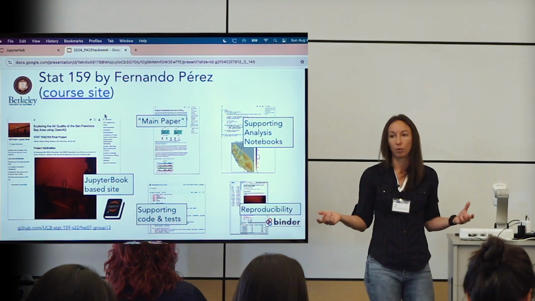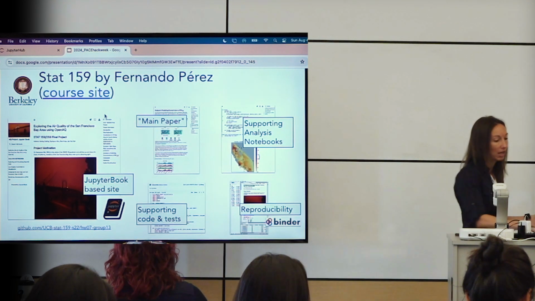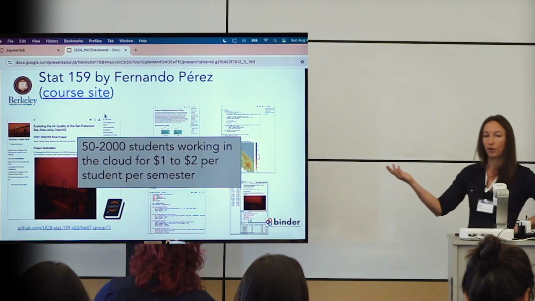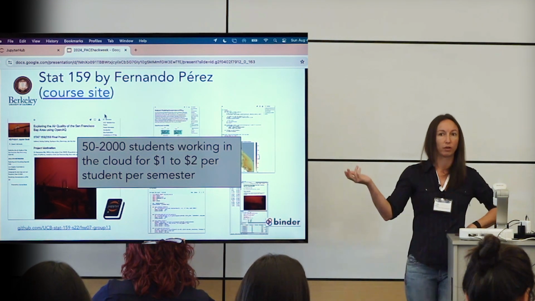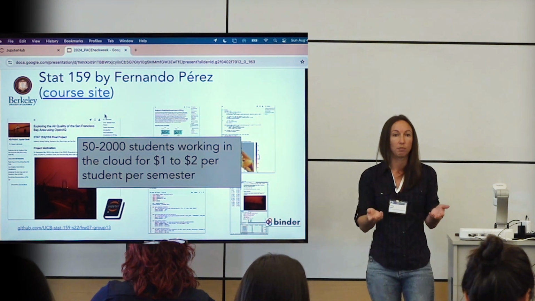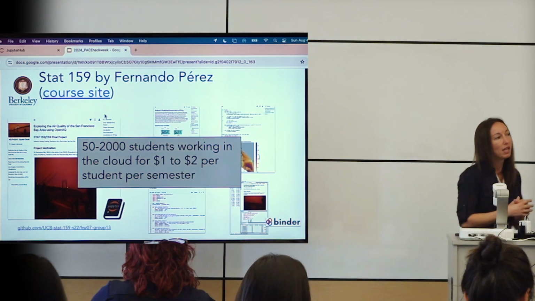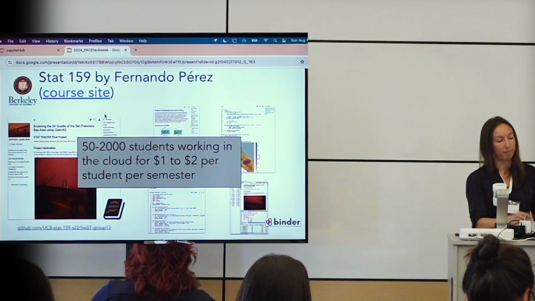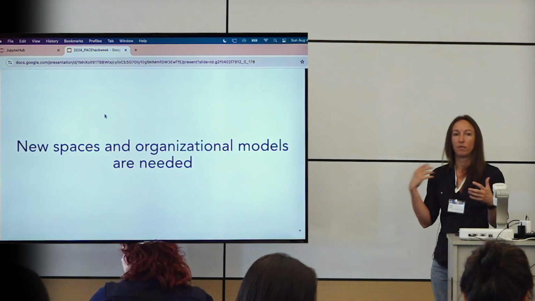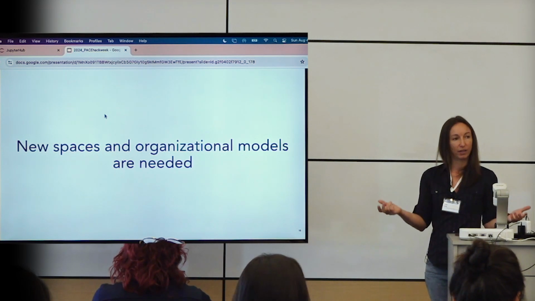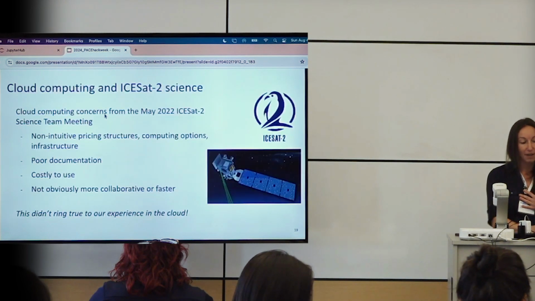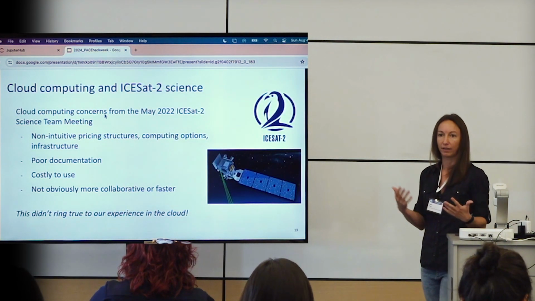Someone can go in and instantly reproduce what you've created, and they've all done this in the cloud, so people have learned how to use the cloud, and they've done it very cheaply. So they teach 50 to 2,000 students per course for $1 to $2 per student per semester. So there are ways to do this very cheaply. Even though it costs to be computing, we can make this manageable and start making things a lot more open. So there's a lot of exciting work we can do in the cloud, and we really need new ways of accessing this and organizational models to be able to do this in our own lives, because it's actually pretty complicated to be able to access the cloud.